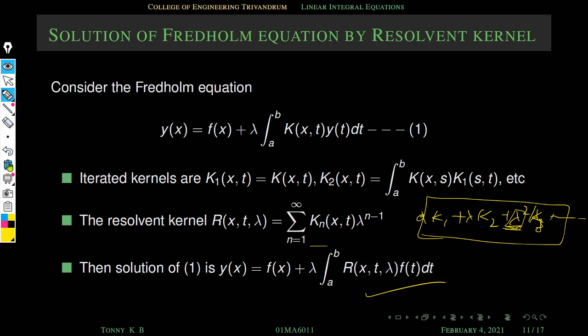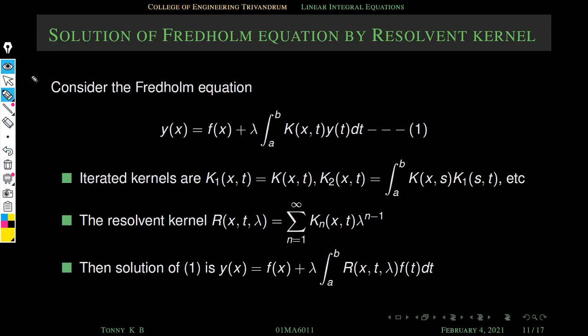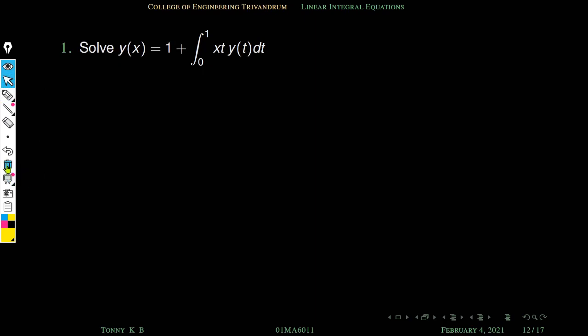Okay, so this is the algorithm for finding the solution of a Fredholm integral equation using the resolvent kernel. Next we will see a problem. Solve y of x is equal to 1 plus integral 0 to 1 x y of t dt.